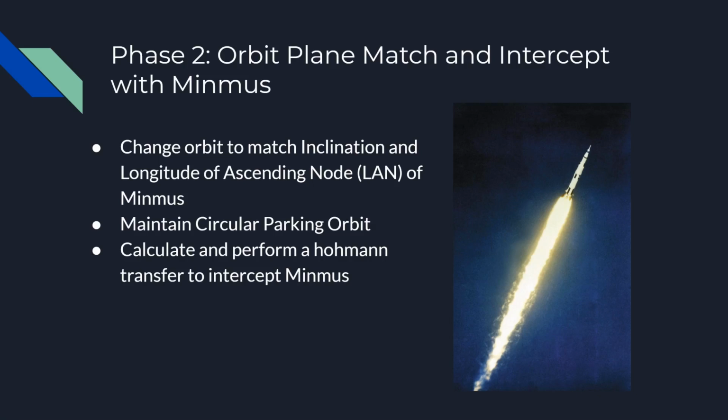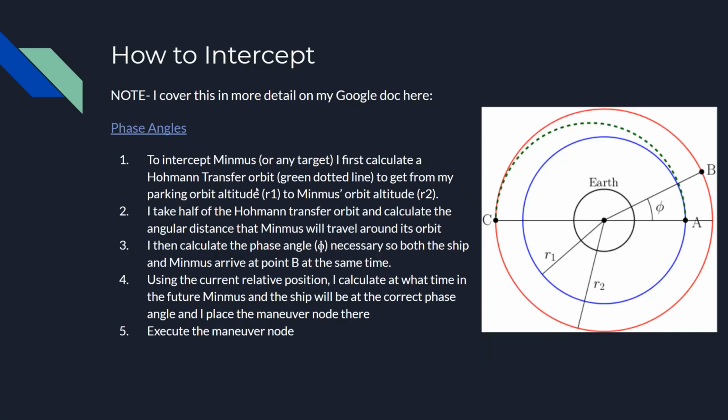But once you match the two orbital planes, it essentially becomes a 2D analysis. So it's much easier to do than, say, a 3D analysis of orbits. And then from there, we're going to be doing a Hohmann transfer. What is a Hohmann transfer, and how do you use it to intercept, is what this will be talking about here. I've made an actual Google Doc talking about phase angles and how to do all the math there. So I'm not going to go into too much detail as far as the math goes. You can check that out.